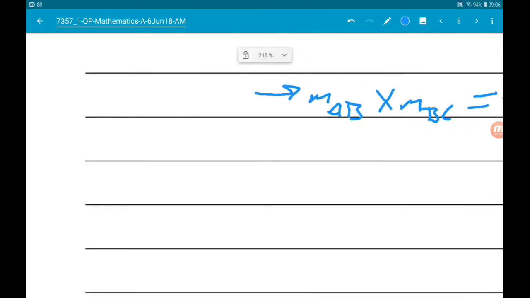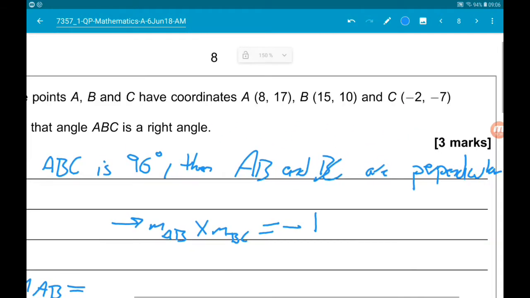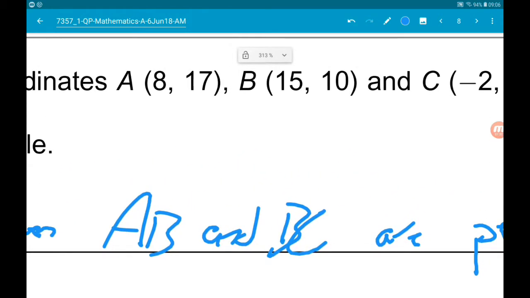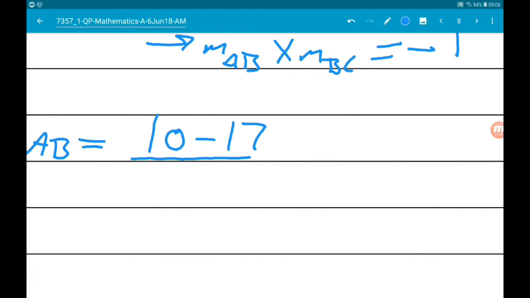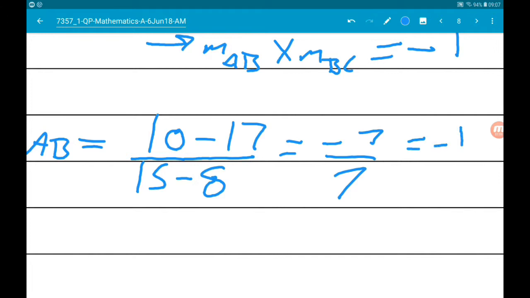So, the gradient of AB, remember gradient is difference in y over difference in x. So let's do 10 minus 17 over 15 minus 8. Now that's going to give us -7 over 7, which is -1.